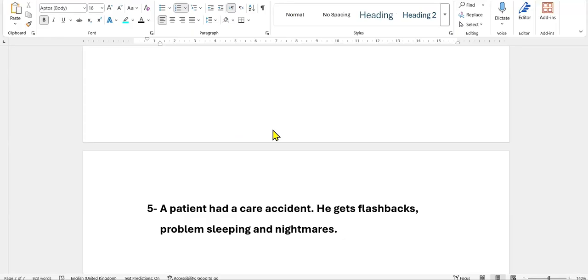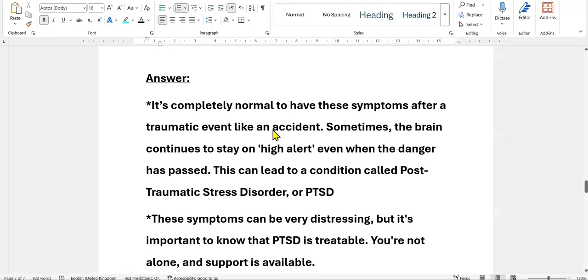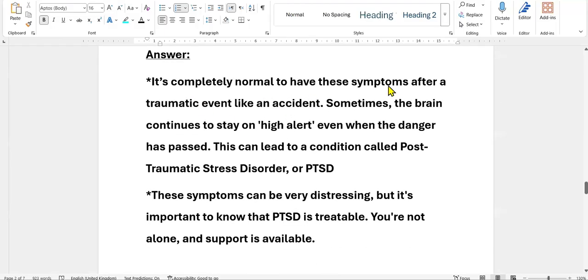All right, so there is a model answer here if you want. It's completely normal to have these symptoms after a traumatic event like an accident. This phrase is good, to be honest. I liked it. The brain continues to stay on high alert even when the danger has passed. This can lead to a condition called post-traumatic stress disorder. These symptoms can be very distressing, but it's important to know that it is treatable. You are not alone and the support is available.